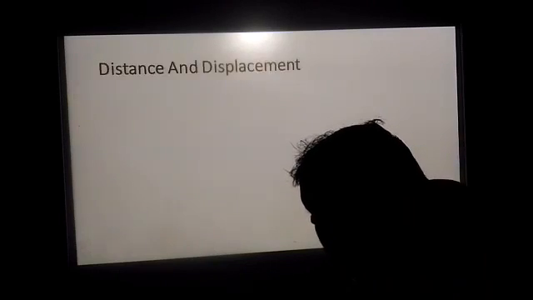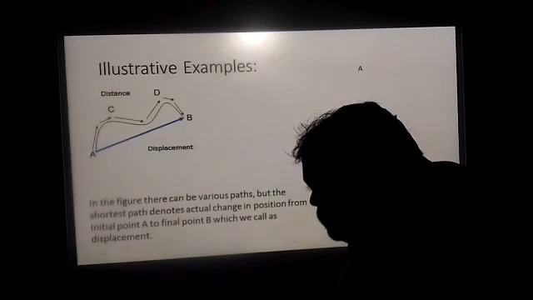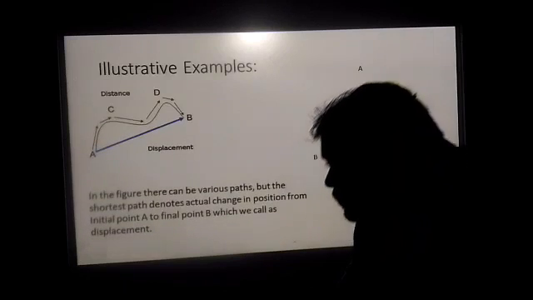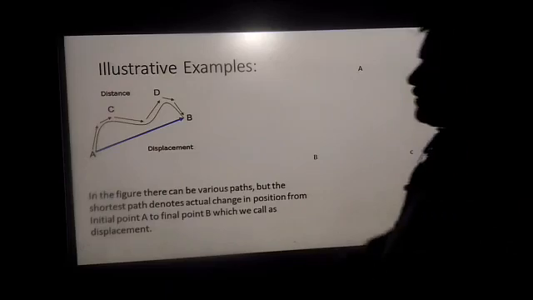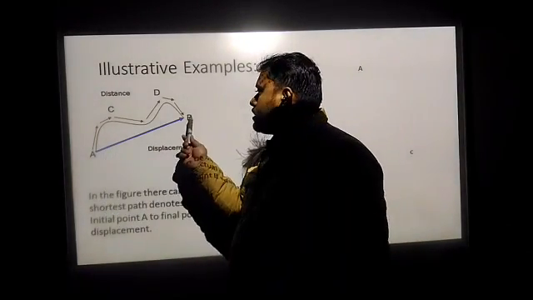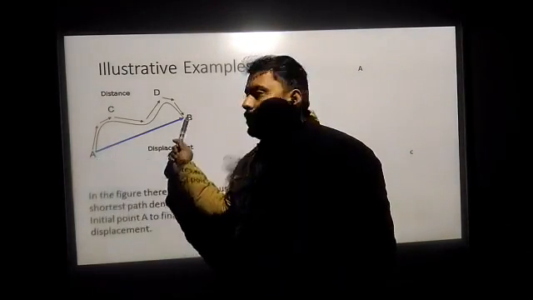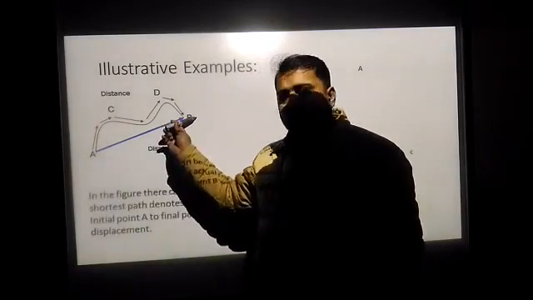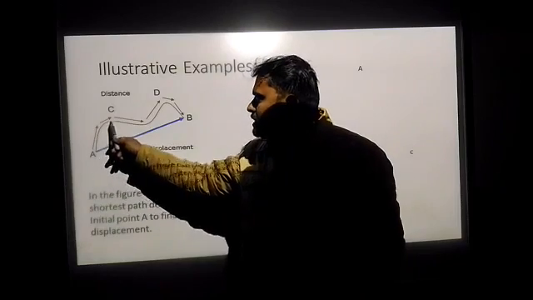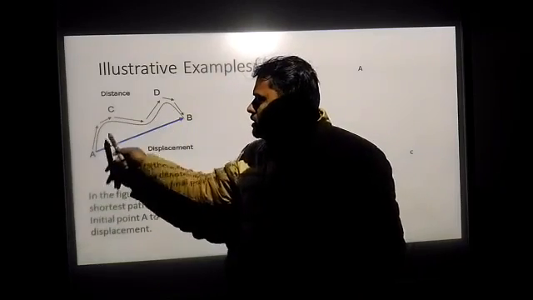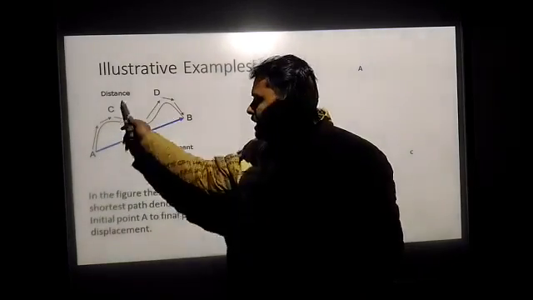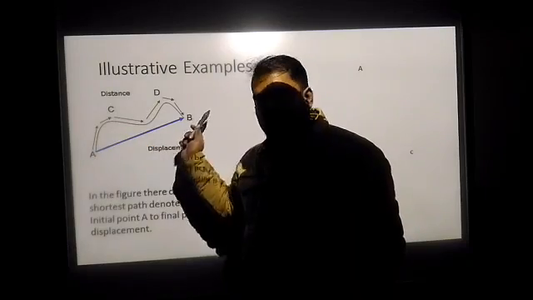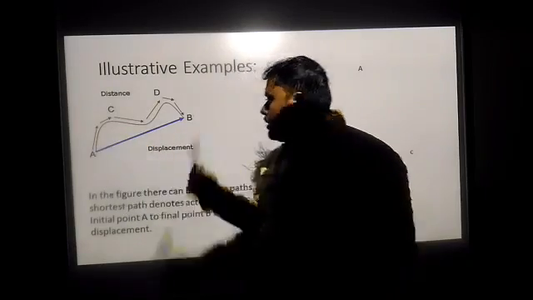Okay. Now let's take some examples of distance and displacement. Just focus here. Here I have taken a point A and this is the point B. I have to reach from point A to point B. I can take two paths. Either I can go directly straight to point B, or I can take a zigzag path via C and D, going from A to B.